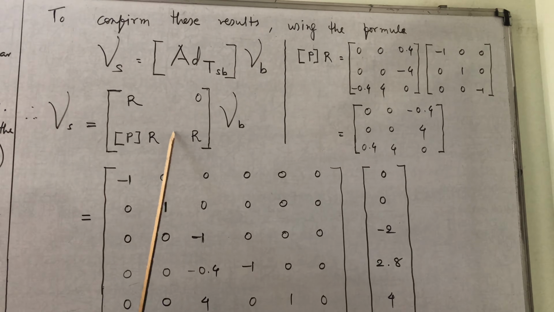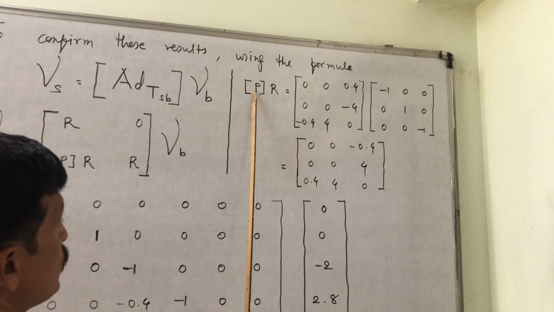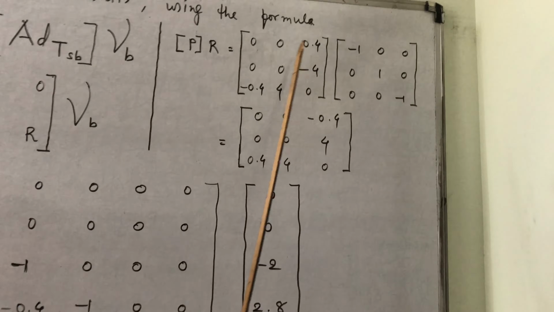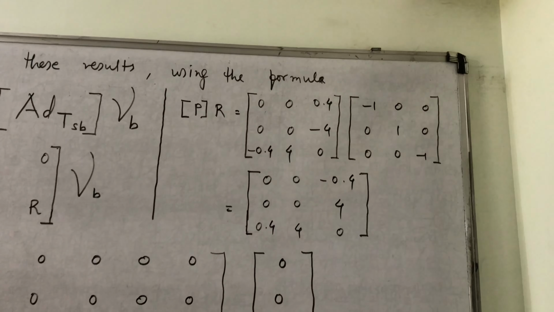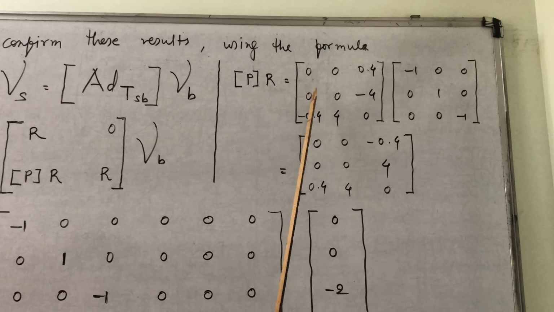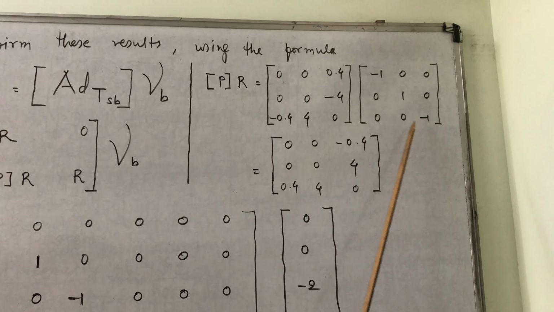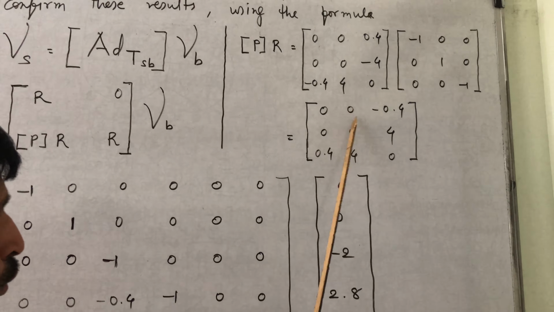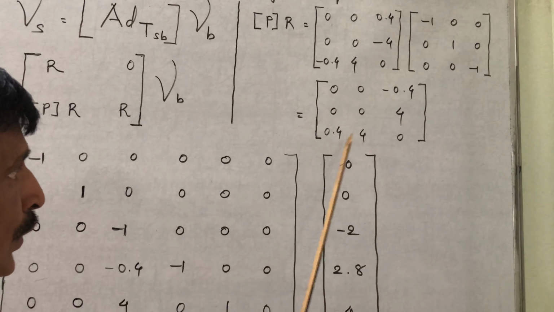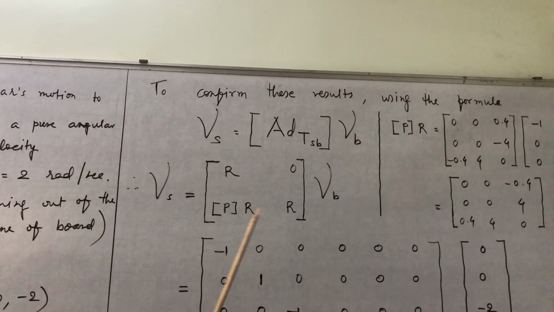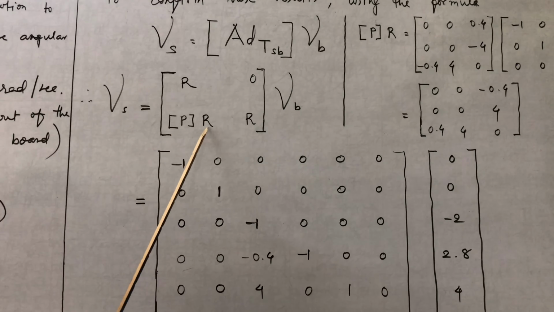R is well defined, this one, but these we have calculated on the side. Skew symmetric of P is 0, -4... You can verify according to the data. If you multiply by R, we get this one. So R is this, and skew symmetric P times R is this.